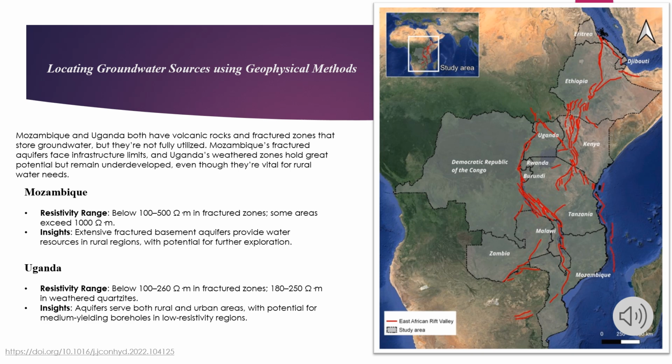So, in countries like Mozambique and Uganda, volcanic rocks and fractured zones create critical groundwater reservoirs. In Mozambique, fractured basement aquifers with resistivity ranges from 100 to 500 ohm meters provide essential water resources in rural areas, though they remain underutilized due to infrastructure challenges. Similarly, in Uganda, weathered zones with resistivity values below 260 ohm meters hold significant potential but require more exploration and development. These examples show how geophysical methods like resistivity surveys are essential for identifying and utilizing these water sources effectively.